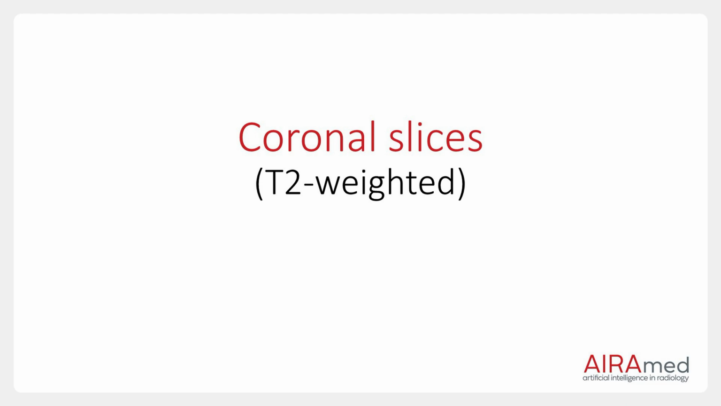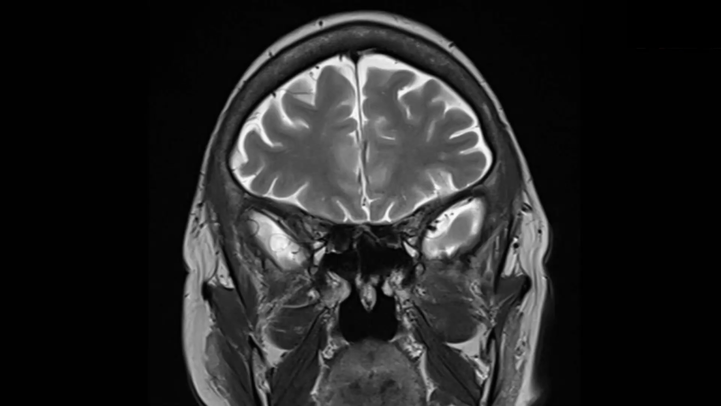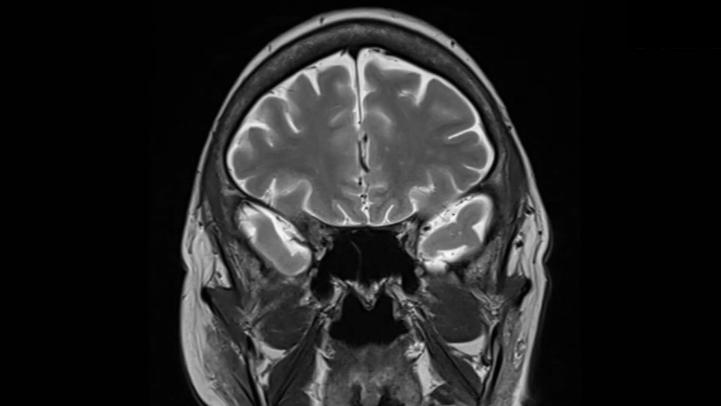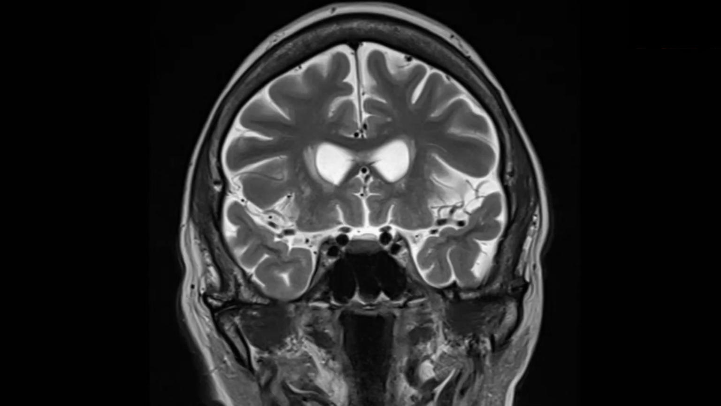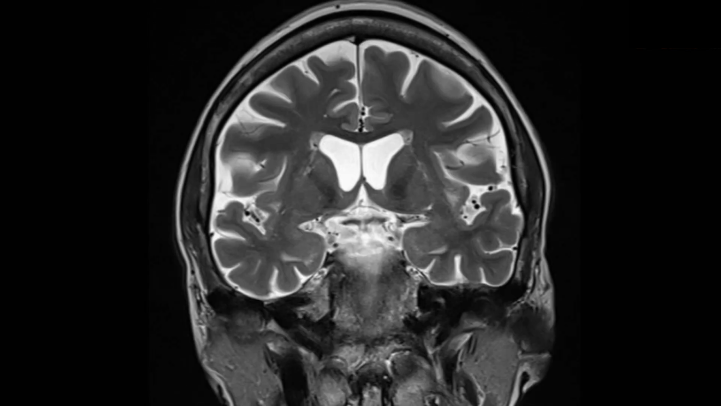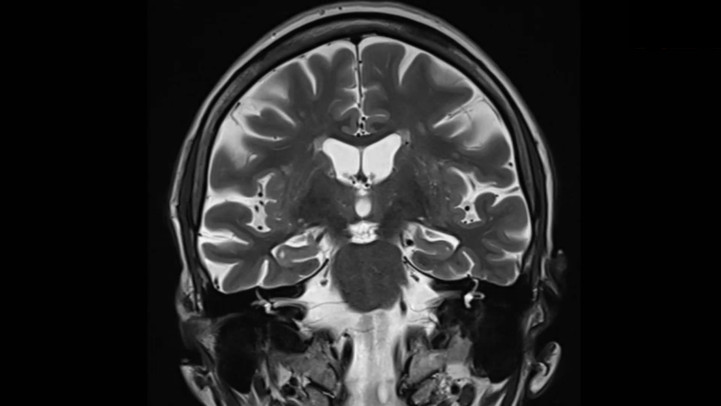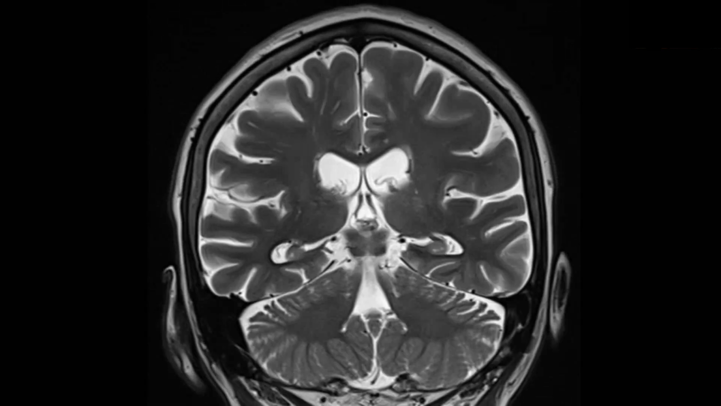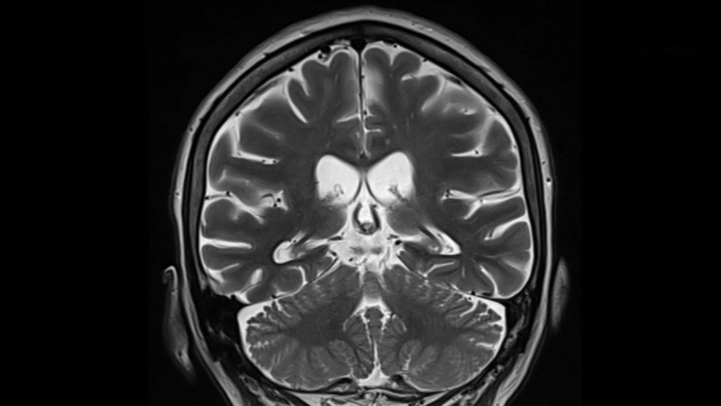Lastly, let us take a look at the coronal slices. Here too, no frontal widening of the sulcus is noticeable. Moving on to the temporal lobe, we can see a well-defined hippocampus bilaterally. The sulcus appears normal, both temporally and parietally.